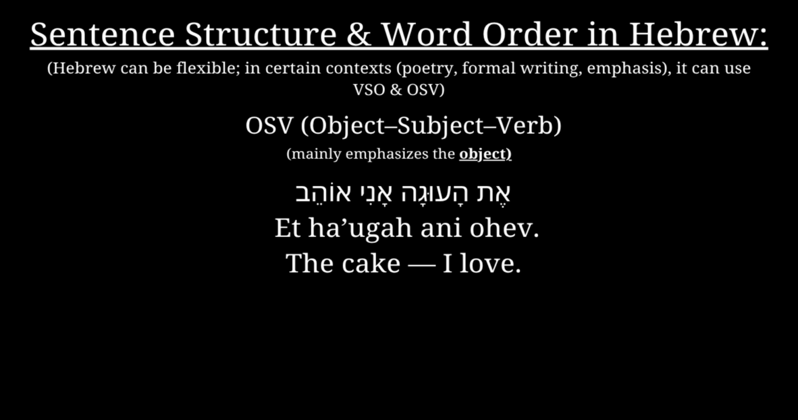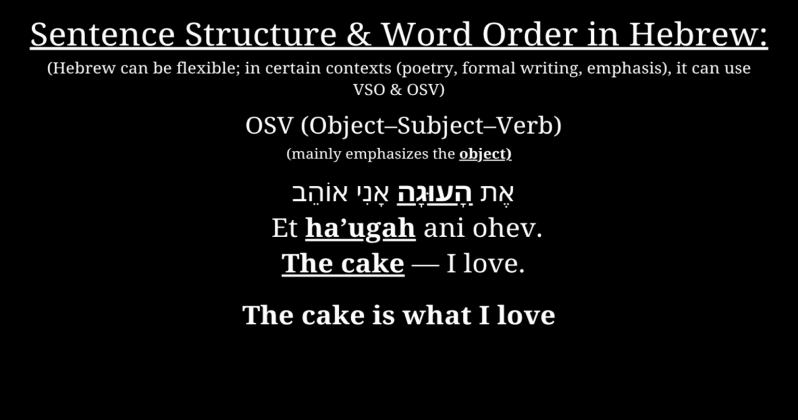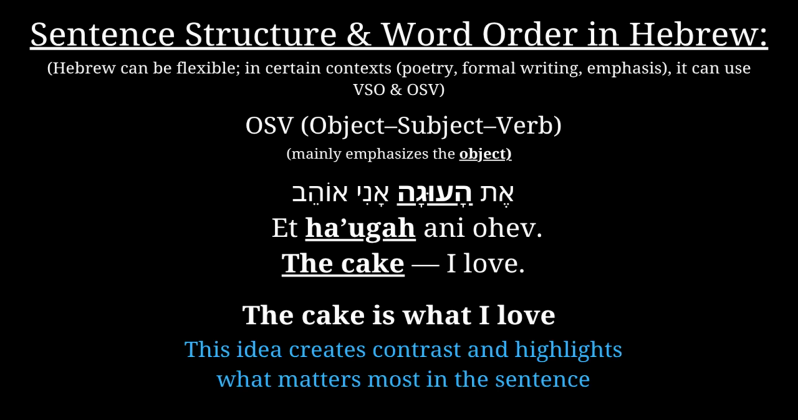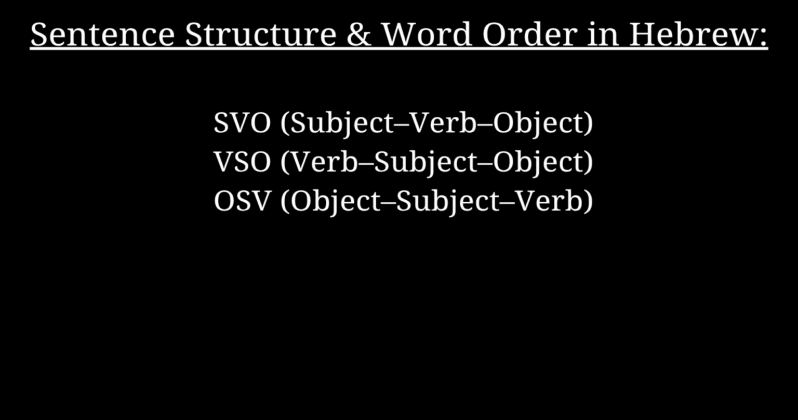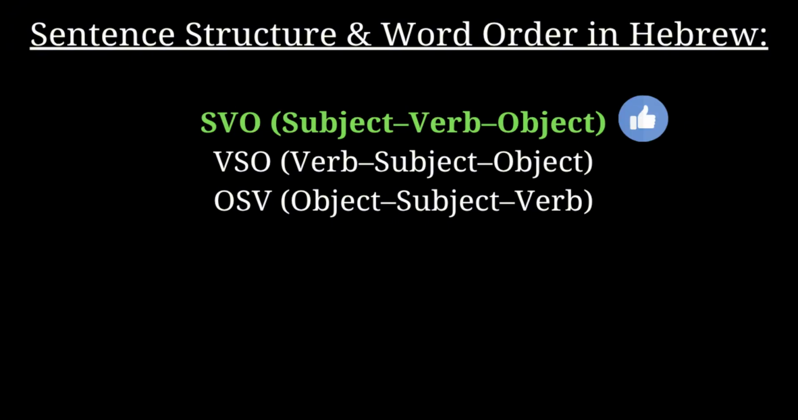This structure implies that the cake is what I love, not something else, and therefore it creates contrast and highlights what matters most in the sentence. Overall, these are the sentence structures that exist in Hebrew, but for everyday speech, stick with SVO because it's simple and natural.